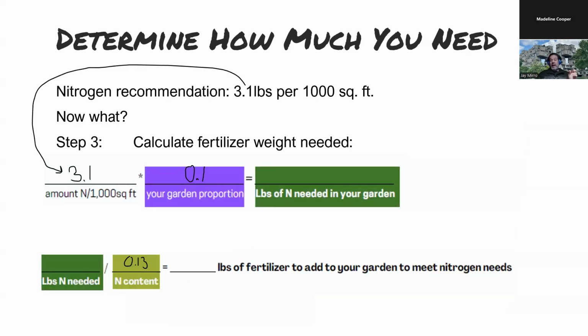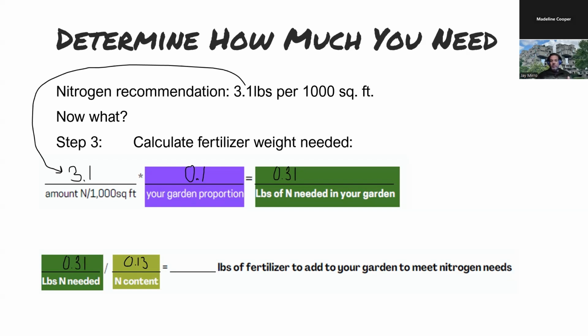Now we're going to determine how much nitrogen we need in the 100 square feet. So we take from our soil test 3.1, we multiply that by our garden proportion. And so instead of 3.1 pounds per thousand, we need 0.31 pounds of actual nitrogen. So we put that in the bottom here.